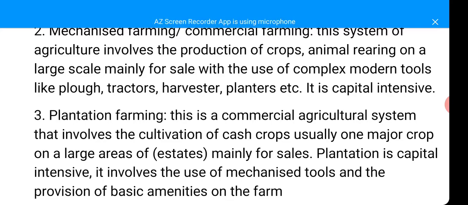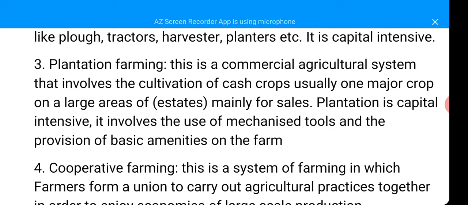The next we are going to look at is plantation farming. Plantation farming is a commercial agricultural system that involves the cultivation of cash crops, usually one major crop, on a large area of land. It could be an estate. An estate could be devoted to planting a major cash crop. That is what we mean by plantation farming. You can have many acres of land used in planting a particular cash crop.